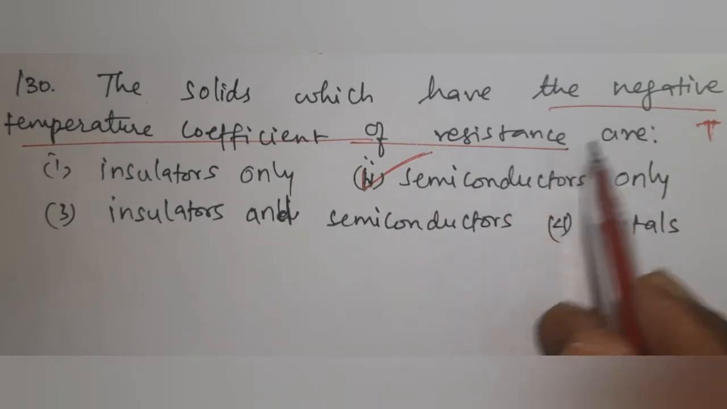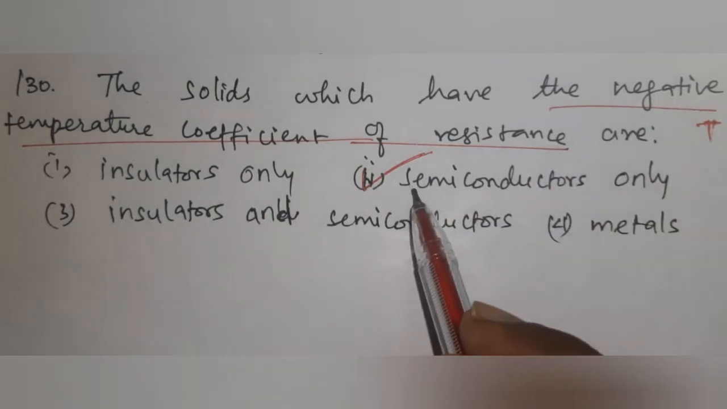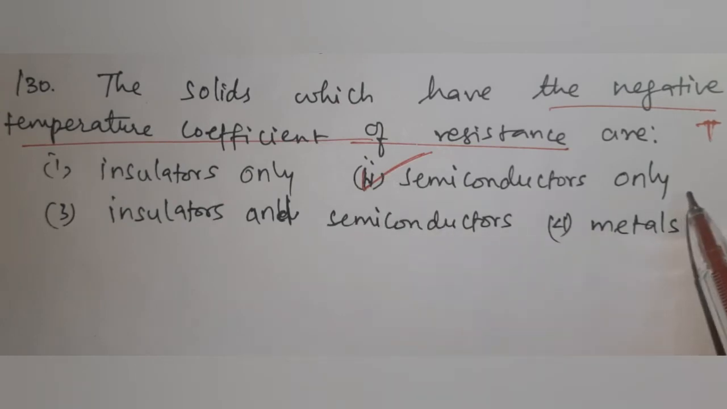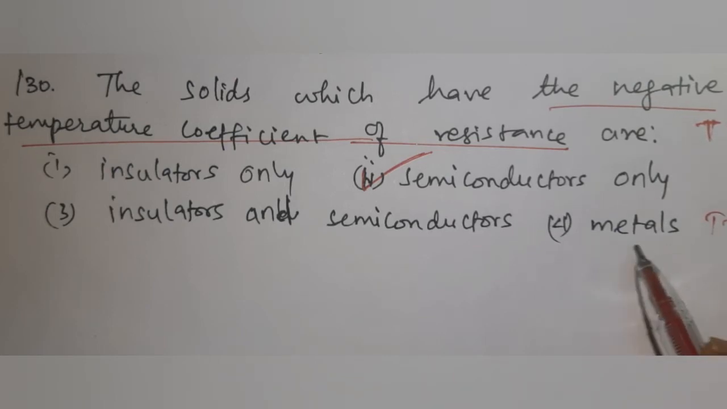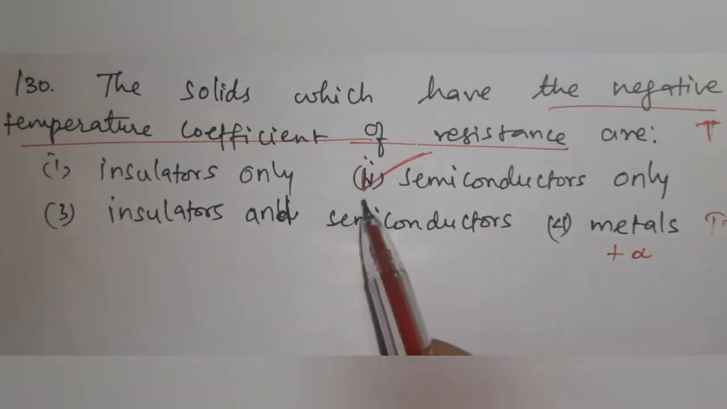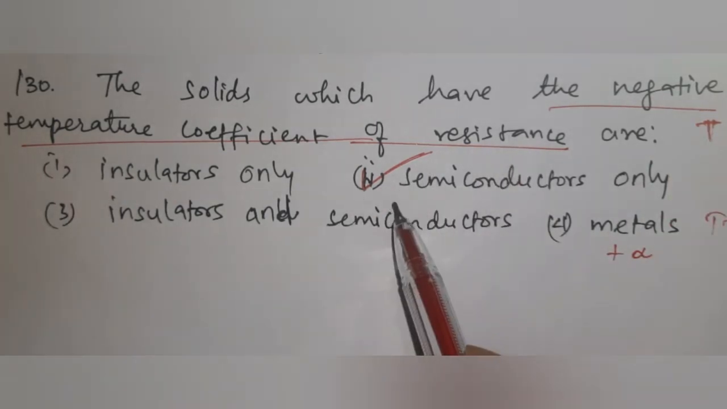Negative temperature coefficient of resistance: when the temperature increases, resistance decreases only in the semiconductor. But in metals, temperature is directly proportional to the resistance. When the temperature increases, resistance also increases. So it is a positive temperature coefficient of resistance. So according to this question, option 2 is the right answer.